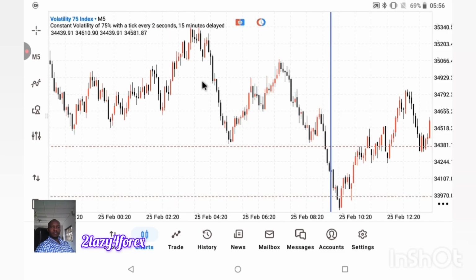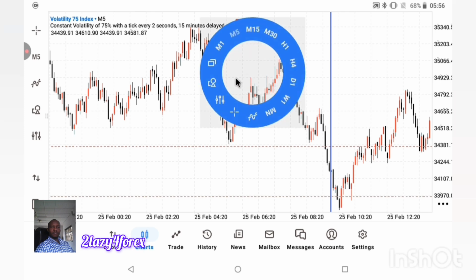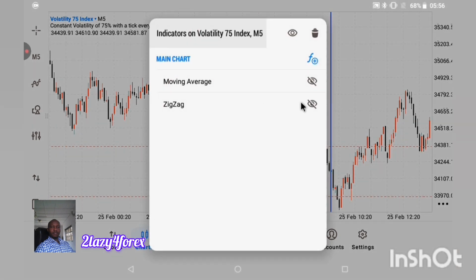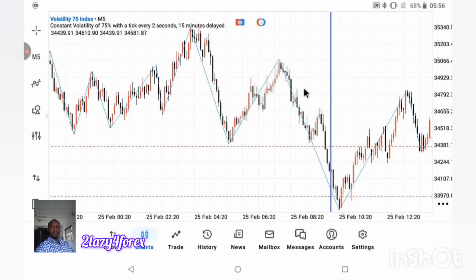Now on a 5 minutes chart, you bring in an indicator called the zigzag indicator. It is on mobile MT5, desktop MT4 and MT5. I'm not sure if it is on MT4 on mobile. So let's bring in that indicator. Okay, look at the indicator. So we have it.